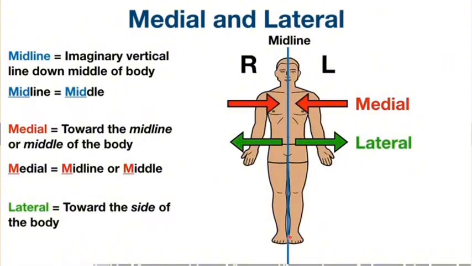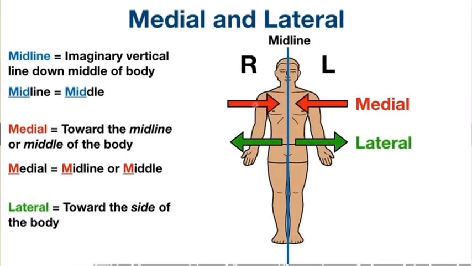Now in describing medial and lateral positions, we need a reference point. Your reference point is this imaginary line, or this midline, which divides the body into two equal halves. Any structure that is towards the midline is medial.